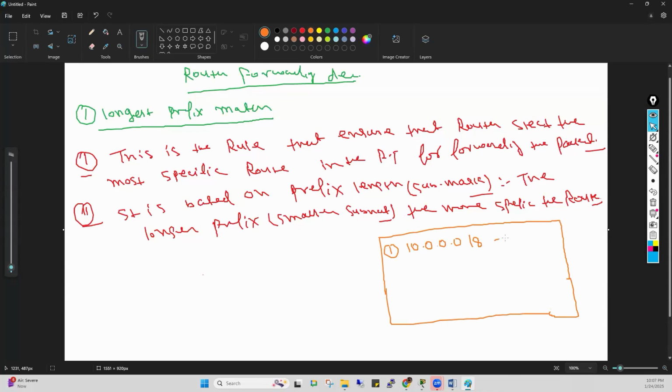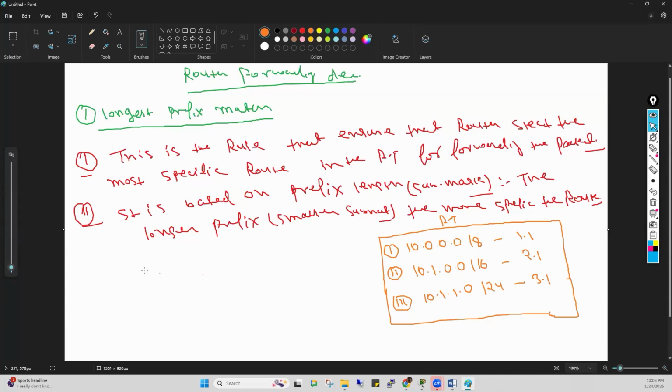10.0.0.0/8, and for example the next hop is 192.168.1.1. Clear? This is the routing table, so basically these are the entries present in the routing table of the router. The second one is 10.1.0.0/16, and the next hop is 192.168.2.1. The third one is 10.1.1.0/24, and the next hop is 192.168.3.1. Clear? So basically these are the 3 entries present in your routing table.